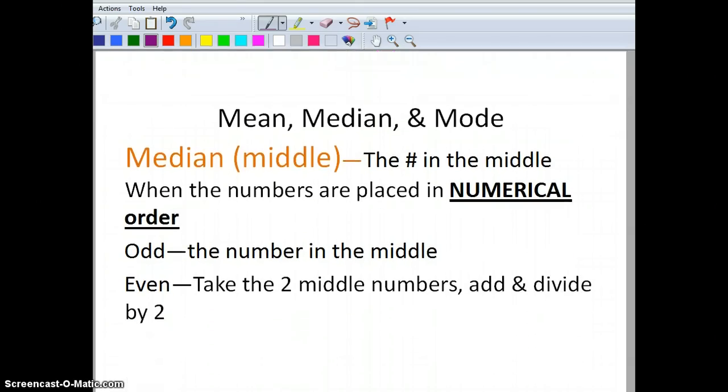Now the next one, the median, is the number that's in the middle. But notice it's the number that's in the middle only when they're placed in numerical order. They have to be in numerical order, or the number in the middle is not the median. Now if you have an odd number of numbers, then the number that's directly in the middle is your median. If you have an even number, you're going to take the 2 middle numbers and find the average of that. So you're going to add them up and divide by 2.